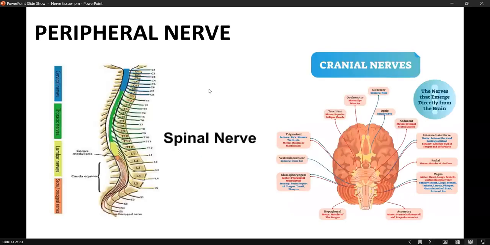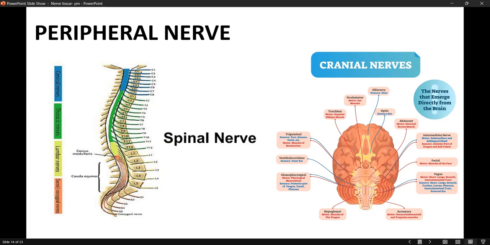So, coming to peripheral nerves, these are what are attached to the central nervous system. There are two types. One is the spinal nerves, the other is the cranial nerves. Spinal nerves are those nerves which arise from the spinal cord. There are 31 pairs of spinal nerves arising from the spinal cord through the intervertebral foramen of the vertebrae that protect the spinal cord.